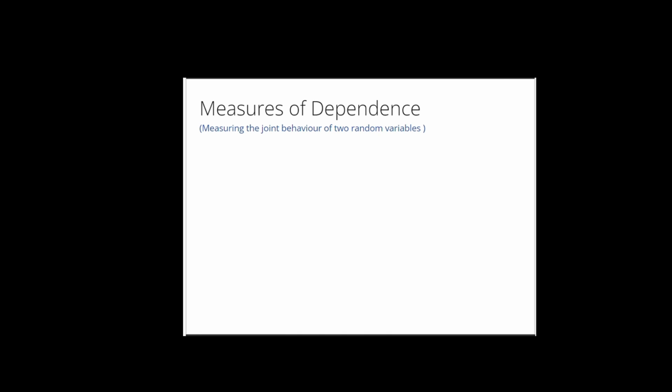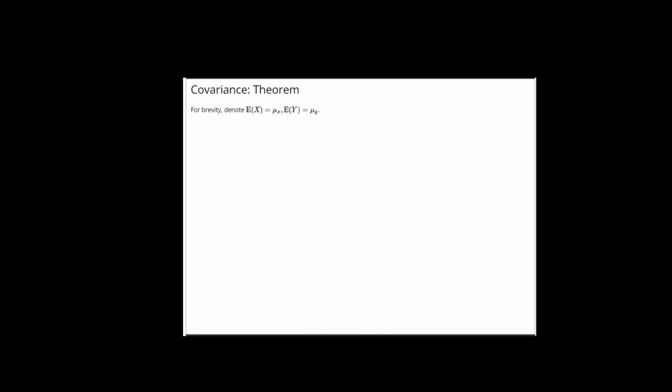Measures of dependence. For a little bit of notational brevity, we're going to denote E of X by mu sub x and E of Y by mu sub y. And this also reminds you that they're constants, they're not random variables. What I want to do is define covariance.